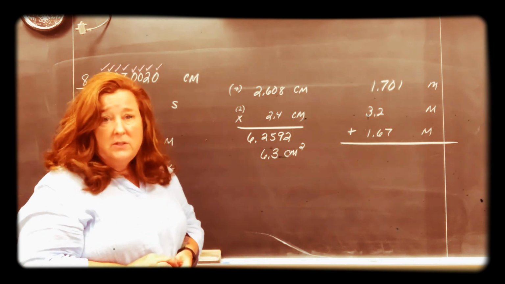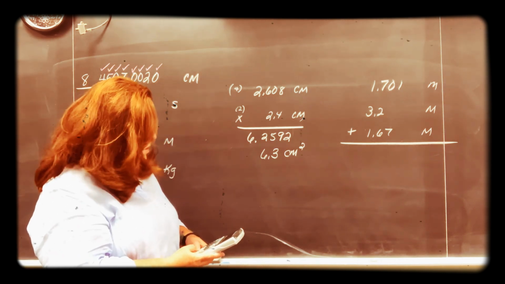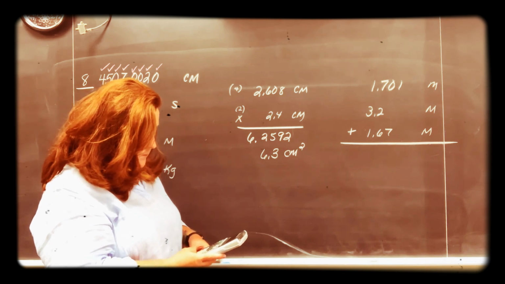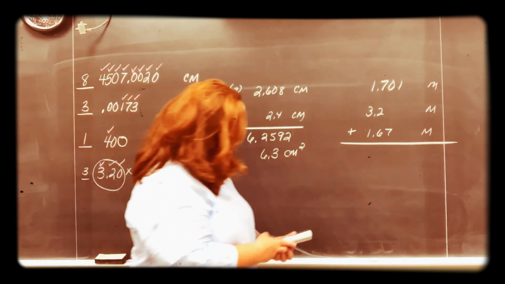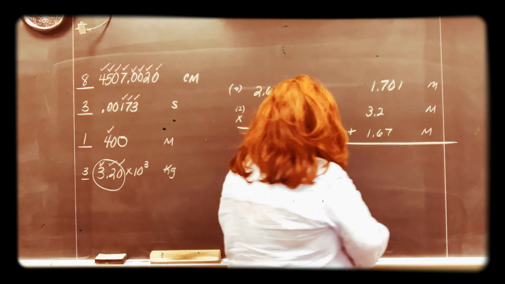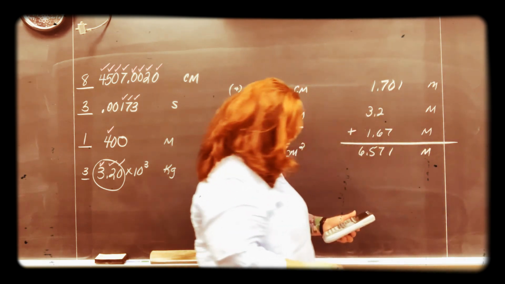Addition and subtraction is different. The first part is the same. You do the math, 1.701 plus 3.2 plus 1.67, and I get 6.571, and that would be meters.